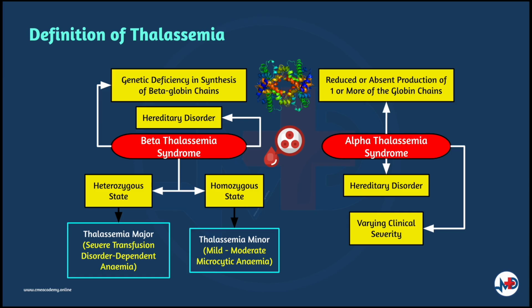Alpha thalassemia syndromes, on the other hand, are a group of hereditary anemias of varying clinical severity, characterized by reduced or absent production of one or more of the globin chains, which human hemoglobin is composed of.